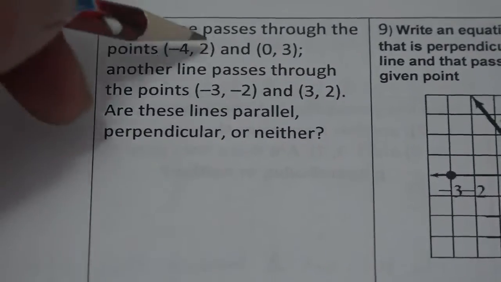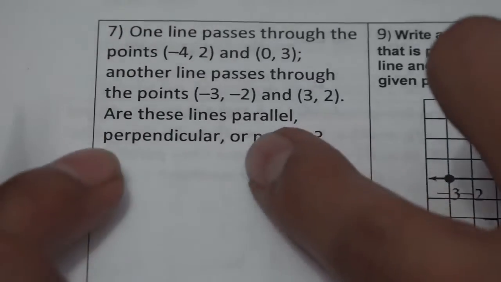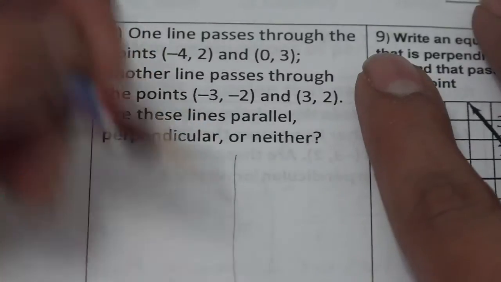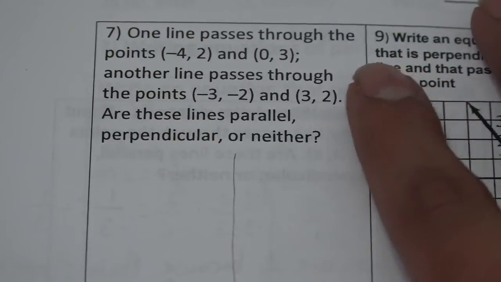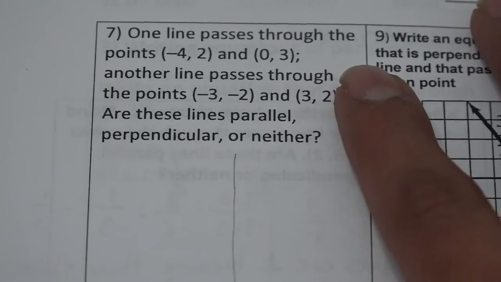One line passes through these points and the other one passes through these points. I want to know if these lines are parallel, perpendicular, or neither. You know how to determine that. You need to find the slopes, because the slopes are the ones that determine whether the lines are parallel or perpendicular.